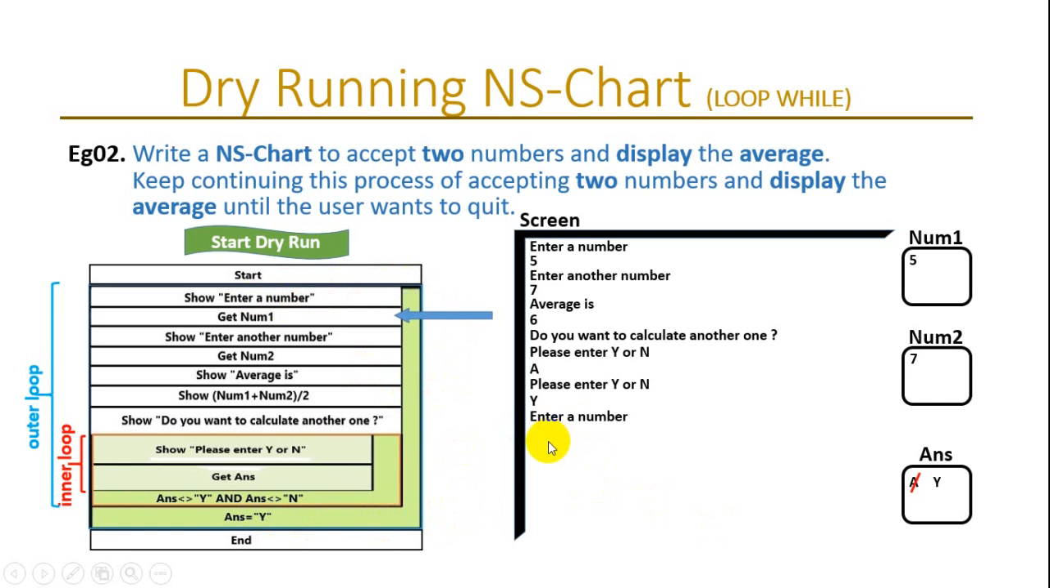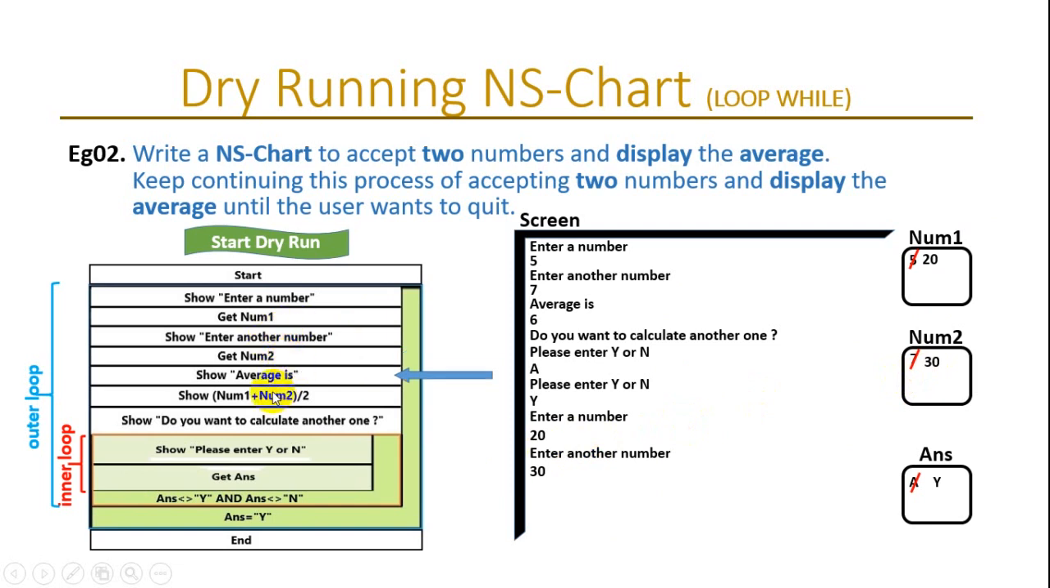Now the user can type any number you want. Let's say he types 20. Already num1 has 5, right? So when you type 20, what happens? This goes off and it now becomes 20. Then you go to the next line, enter another number. The computer displays this message and goes to the next one, which is to get num2. Now it is waiting. The user types another number, let's say 30, goes to num2, right? So num2 had 7, it goes off and now it becomes 30.